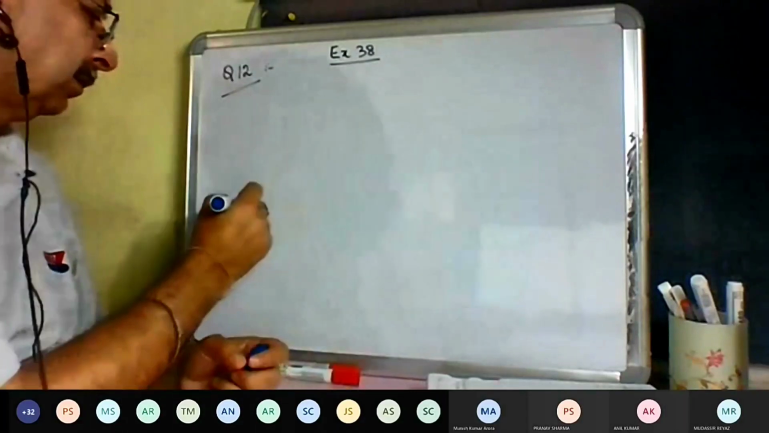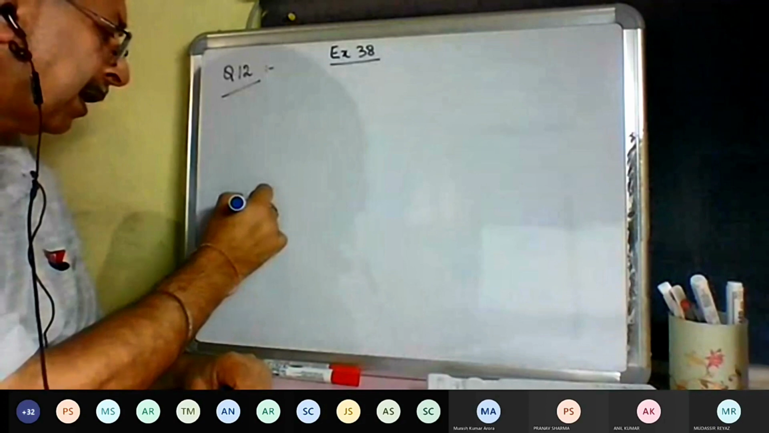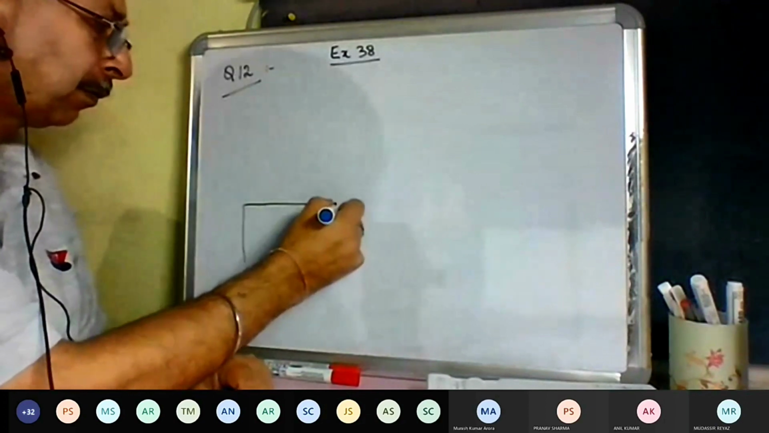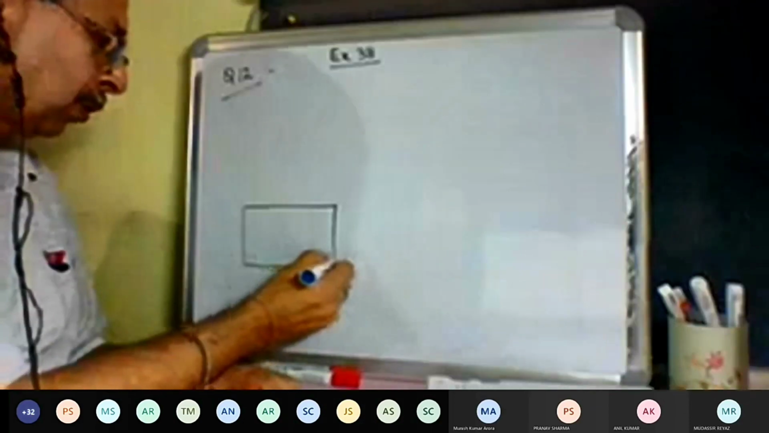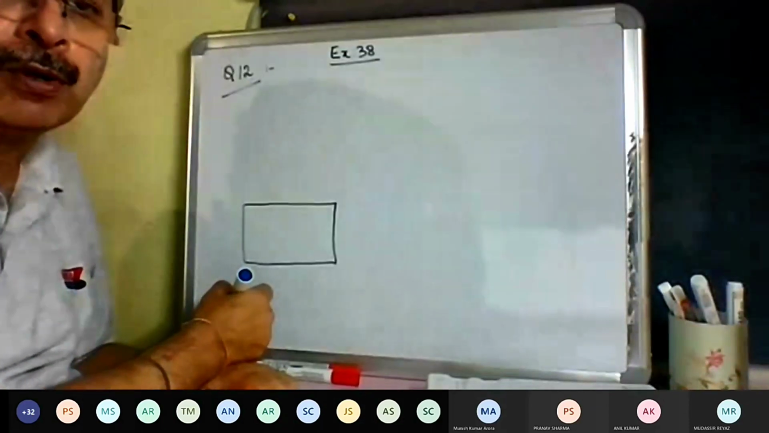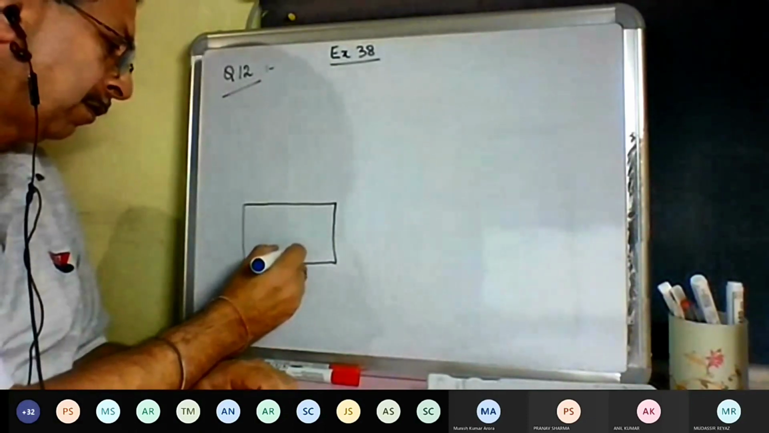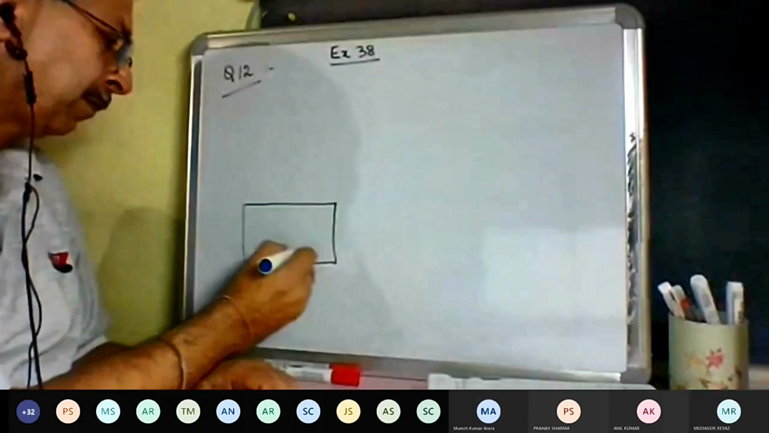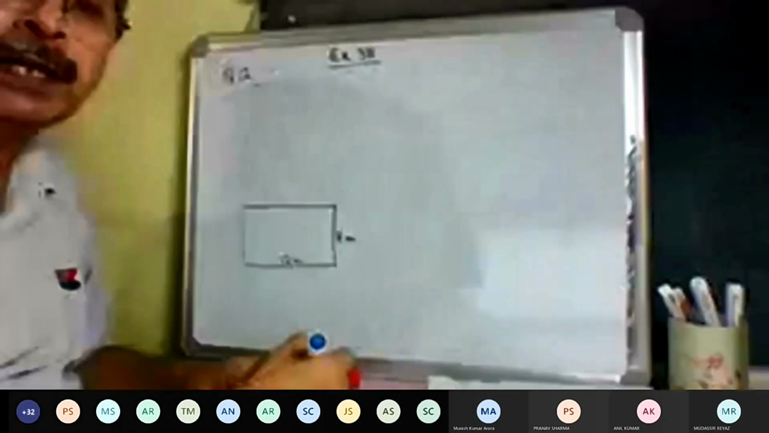So there is a rectangle. So let's take a rectangle first. This is a rectangle. This is 12 meters broad, 8 meters high.